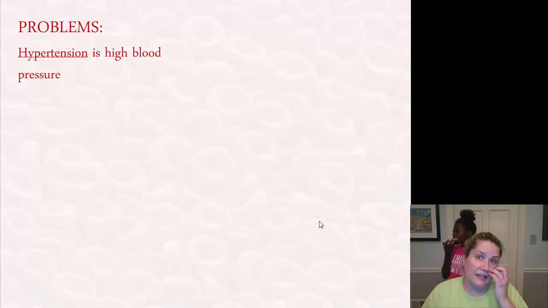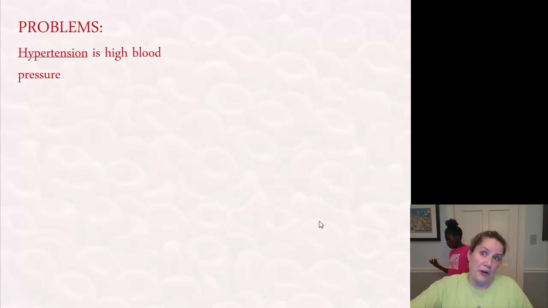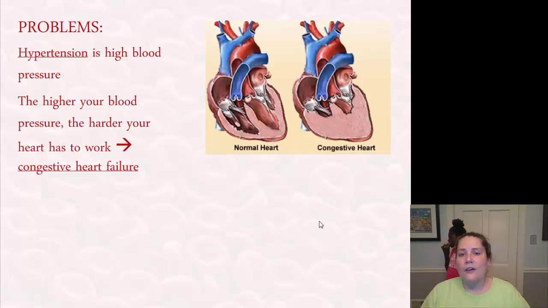Okay, so some other problems. Hypertension. Hypertension is exactly what it sounds like. Hyper meaning high, too much. Tension, pressure. High blood pressure. So hypertension is just a fancy word for high blood pressure. Of course, the harder your heart has to work, your heart is a muscle. What happens when you work a muscle? You work a muscle over and over and over again, it gets bigger and bigger and bigger. Well, your heart works the same way.